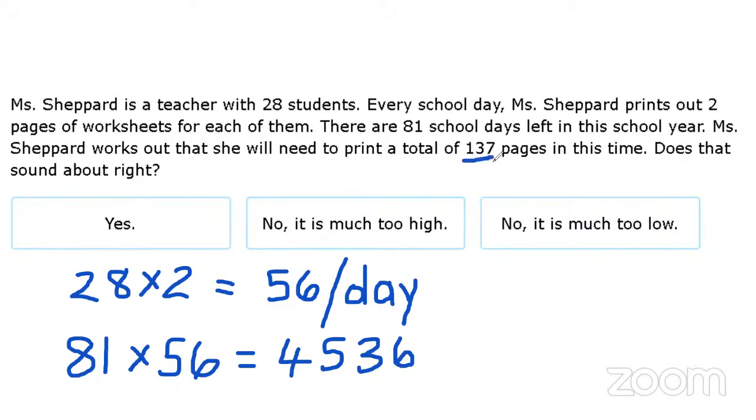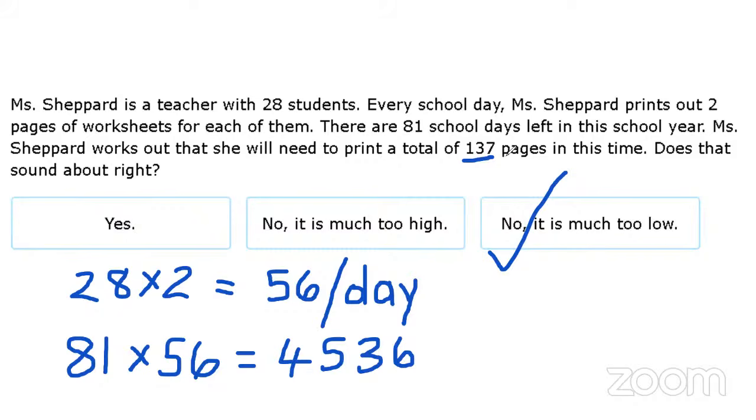Now, if the actual number that she'll need is 4,536 pages, and she believes she'll need 137, yeah, it is really very much too low. So our correct answer is definitely the third option, C, as we can put it. No, it does not sound about right, because whatever she decided, 137, it is much too low. Very well. Very good, guys.